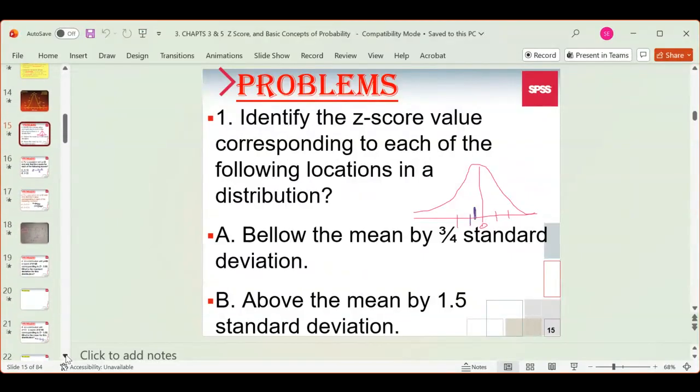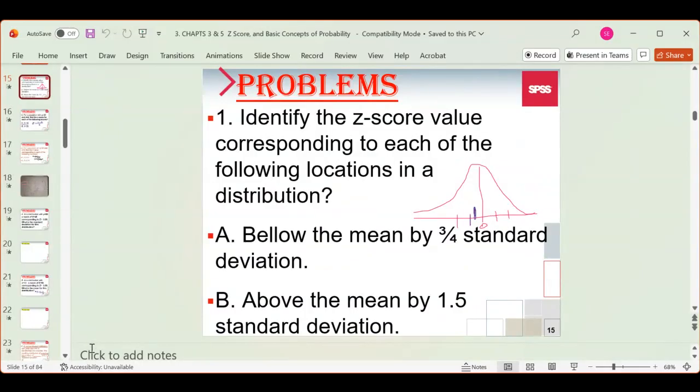So with that in mind, we're going to become familiar with the Z and the location of scores. For example, this asks you to identify the Z-score value that corresponds to each of the following locations. This is just for spatial ability, and of course you won't have anything like this on the quiz.